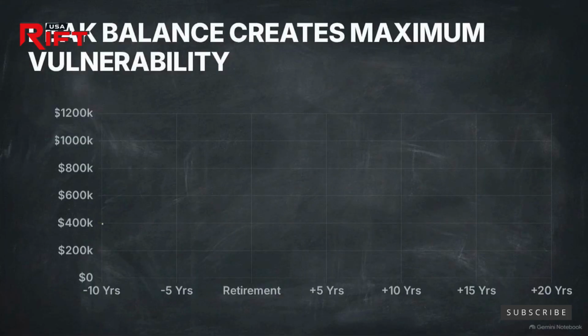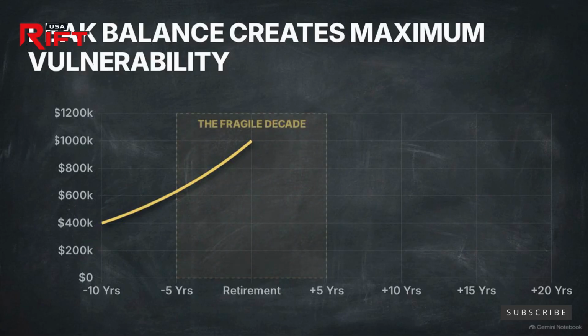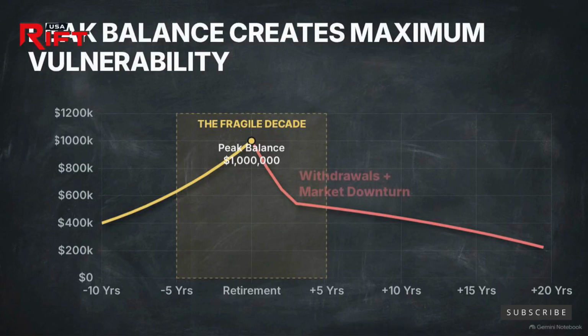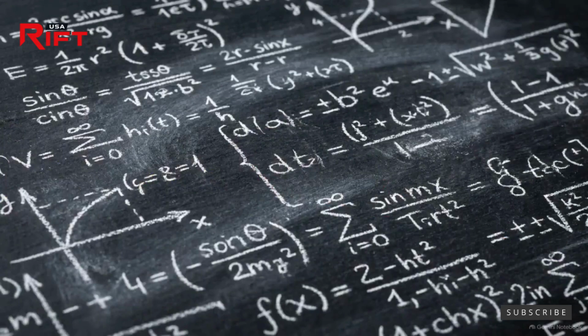That stress test isolates a specific window of vulnerability, known as the fragile decade. This is the precise 5-year period immediately preceding and the 5-year period immediately following your retirement date. During this decade, your portfolio balance is at absolute peak. When you combine that maximum balance with the initiation of regular withdrawals, you create an environment of maximum vulnerability to market downturns. Sequence of returns risk is a mathematical certainty.